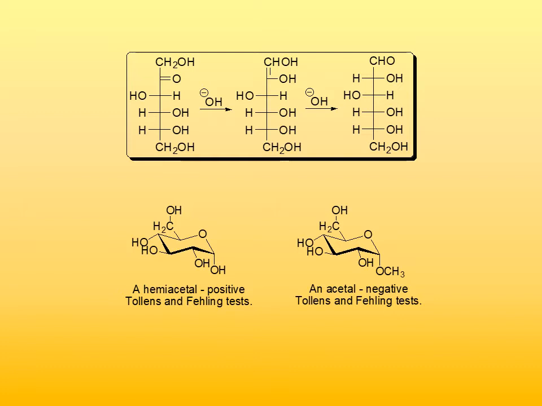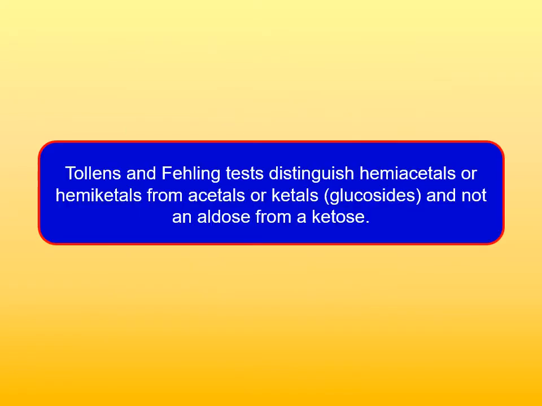A hemiacetal or hemiketal can undergo the reverse reaction to give an open chain aldehyde, which in turn can be oxidized. On the other hand, an acetal or ketal cannot undergo a ring opening reaction and gives negative tests, so they are non-reducing sugars. So Tollens and Fehling tests distinguish hemiacetals from acetals and not aldoses from ketones. And to state one more time the purpose of these tests, Tollens and Fehling tests are used to distinguish hemiacetals or hemiketals from acetals or ketals.